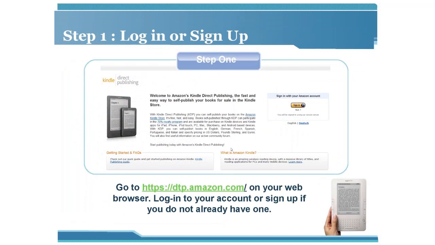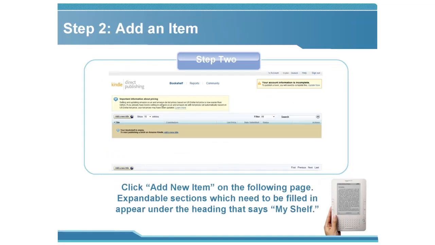Step 1. Log in or sign up. Go to this link in your web browser. Log into your account or sign up if you don't already have an account. Step 2. Add an item. Click Add New Item on the following page. Expandable sections which need to be filled in appear under the heading that says My Shelf.